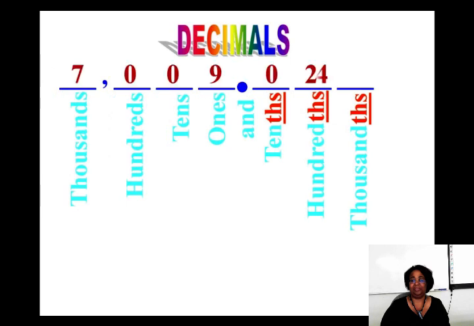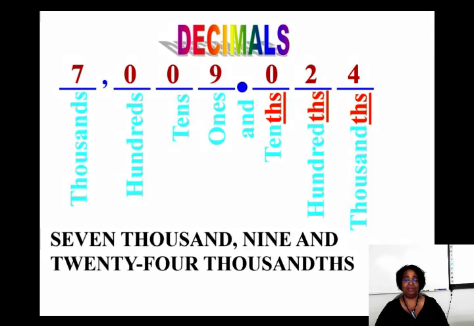Now what about this one with all these zeros? 7,009 and 24,000. Good. Good, good, good. Don't let all those zeros make you crazy. So 7,009, and I still put a comma where there's 7,000, even though I'm just going to have a 9. And 24 thousandths.